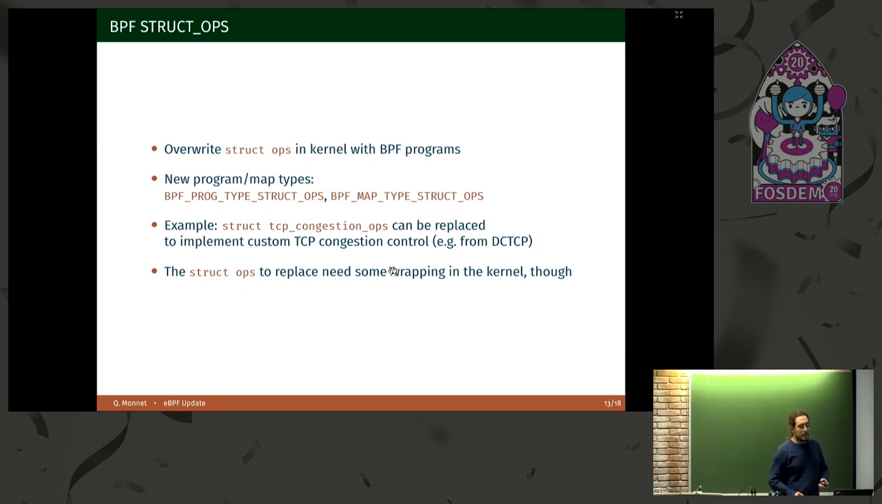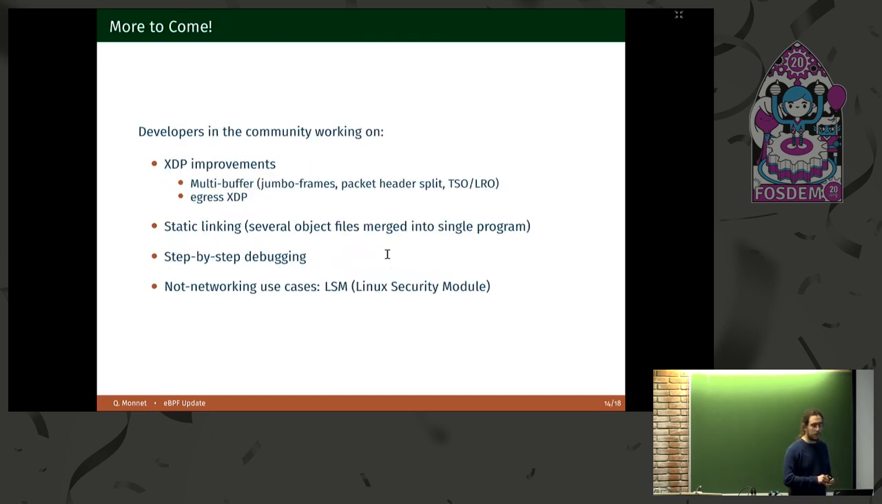Another mechanism that appeared recently is the possibility to override the struct ops in the kernel, which is quite restricted at the moment because there is some wrapping to do in the kernel for the struct ops, so those structures that hold operations to do on some specific algorithm. So the only one that's being handled now is TCP congestion ops, and Martin KaFai Lau, I think, used that to re-implement custom TCP congestion control just with BPF programs by overriding the operations that are being done by default in the kernel. So that's a possibility to introduce new use cases too.